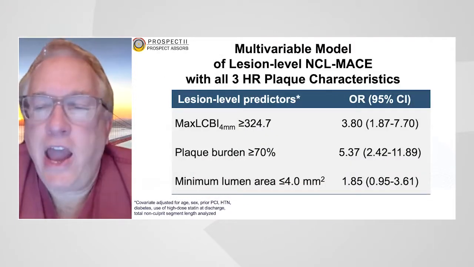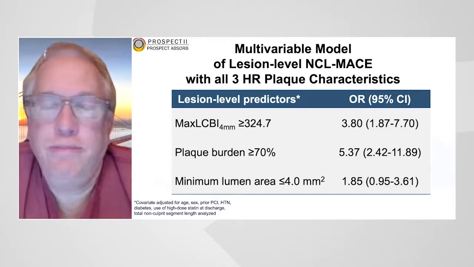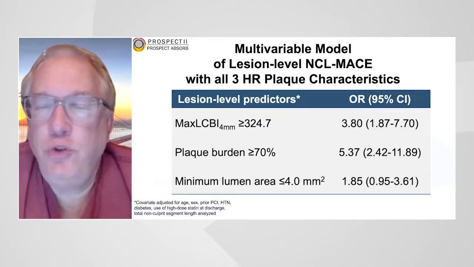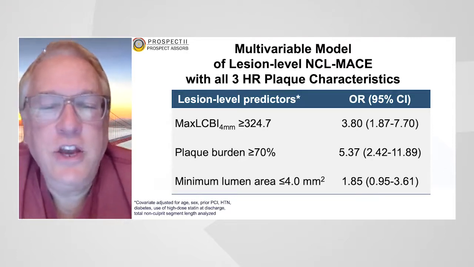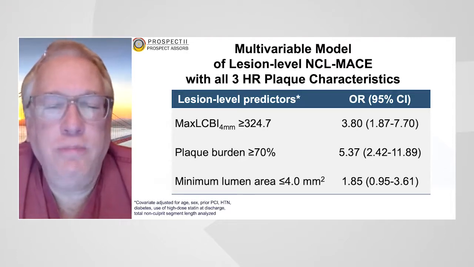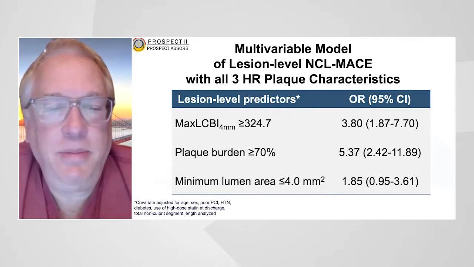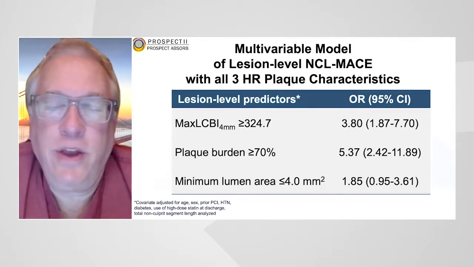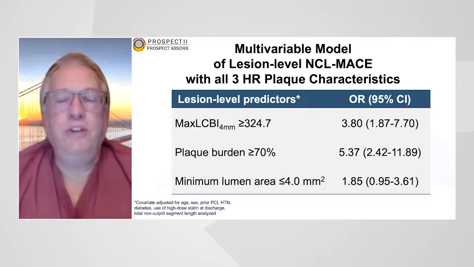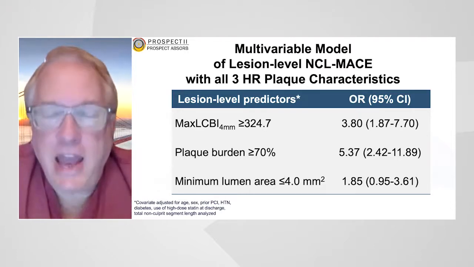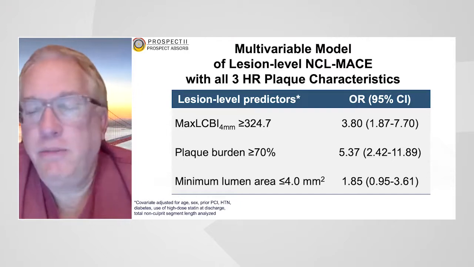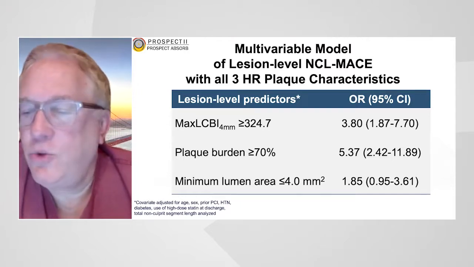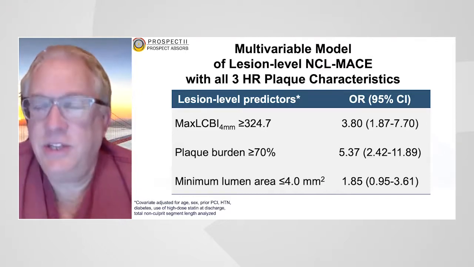So in this trial, we found that by far the two most important predictors of future lesion-related events right at the site of the lesion characteristics were a high lipid core burden content, a max LCBI 4 mm of greater than about 325, meaning about 32% lipid, and a plaque burden, again, greater than or equal to 70%. And in this trial, the minimal luminal area of less than or equal to 4 mm squared was no longer statistically significant.